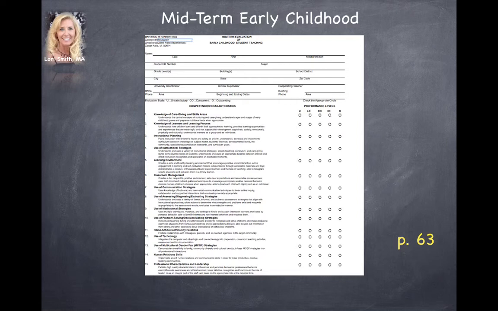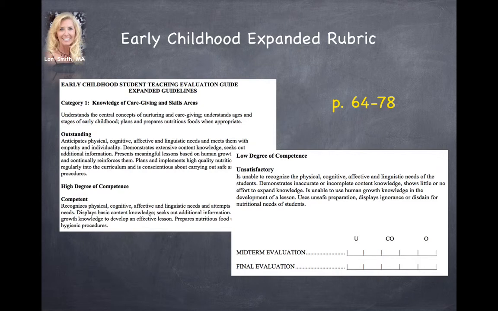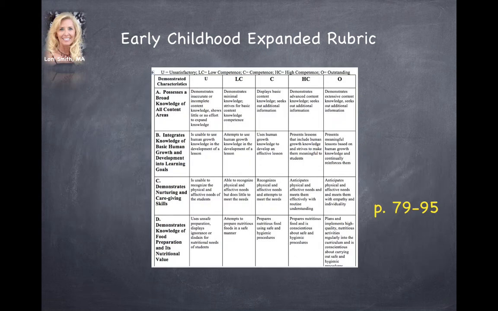There's also that midterm for early childhood found on page 63, and their characteristics are unsatisfactory, low competence, competence, high competence, and outstanding. So it's a little bit different than the secondary or elementary. On pages 64 through 78, you will find an expanded rubric for early childhood. And again, it identifies a descriptor for each one of those characteristics.